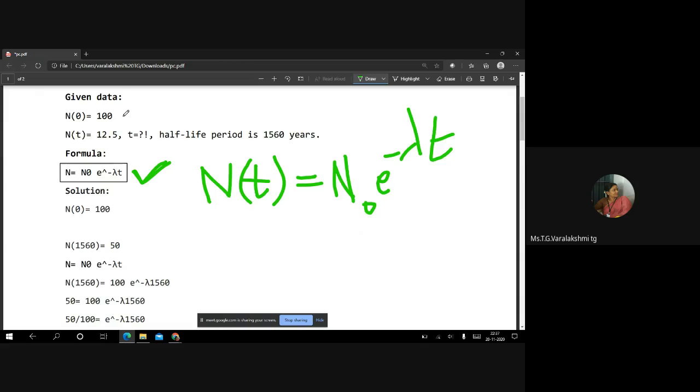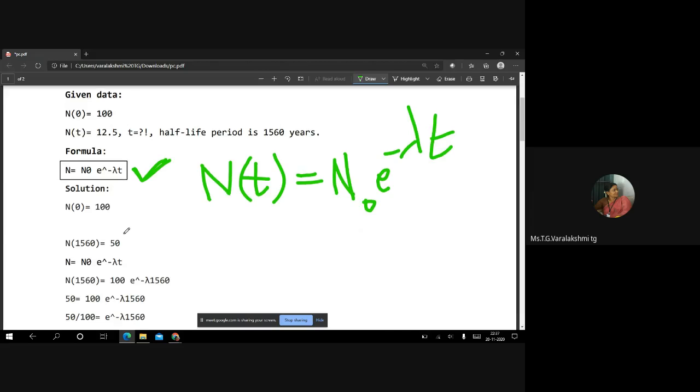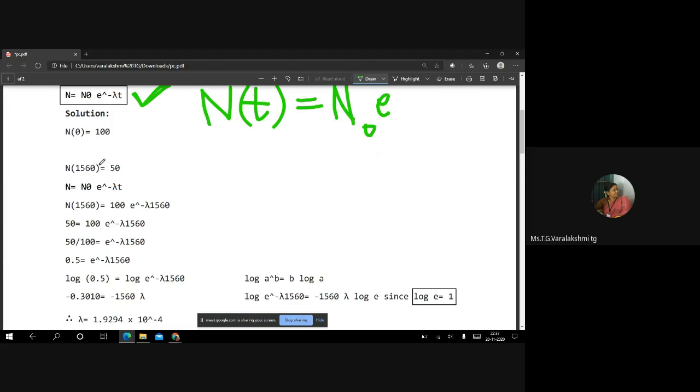N naught is 100. The number of radioactive nuclei present initially is 100. And the half-life period is given as 1560. Then N at t half will be half of its original amount. The original amount is 100, so half of 100 is 50.